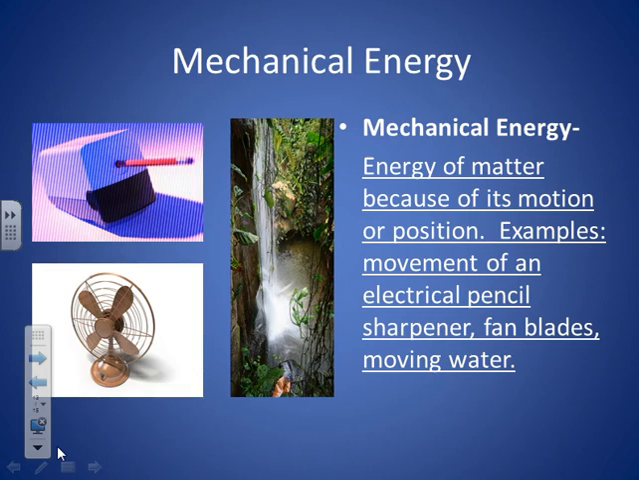Mechanical energy is very, very similar to kinetic energy. When you think of mechanical energy, I want you thinking of a machine. You've got these moving parts. It's energy of matter because of its motion or position. One of the examples on your test is the electric pencil sharpener. There's a piece inside of it that rotates to sharpen the pencil. You plug it in, so that would be an example of electrical to mechanical. You could also say electrical to kinetic because there is that movement.